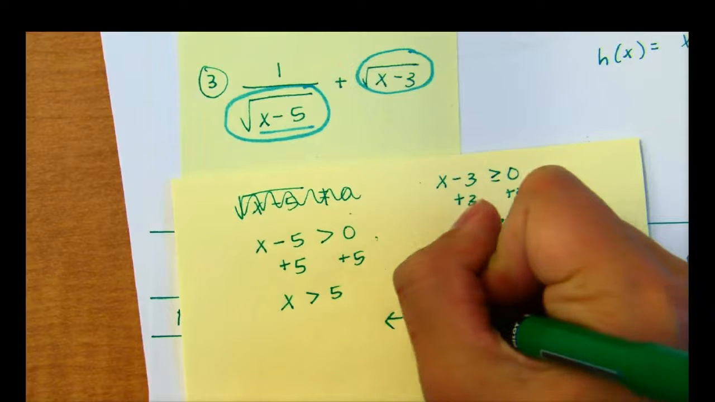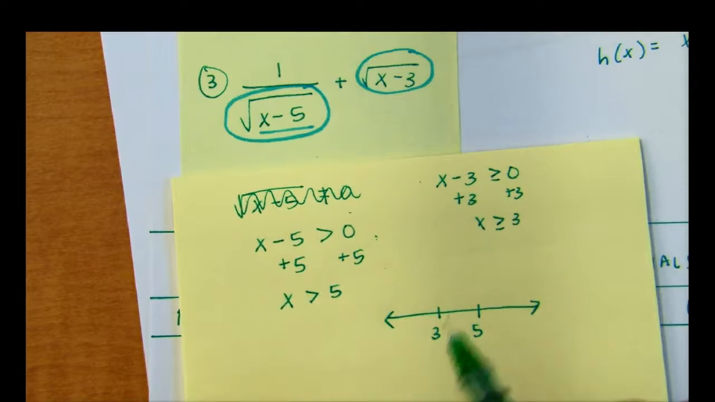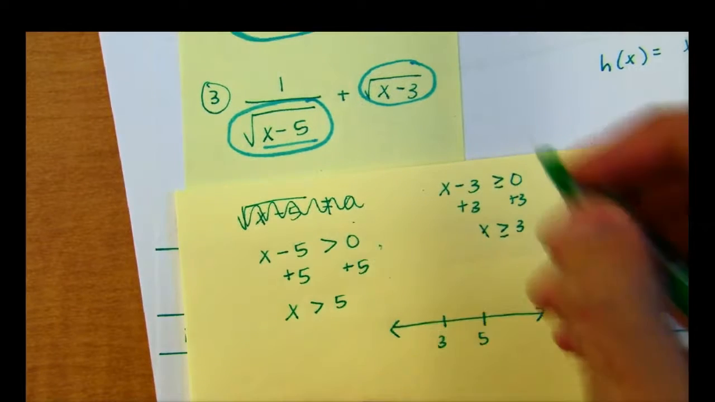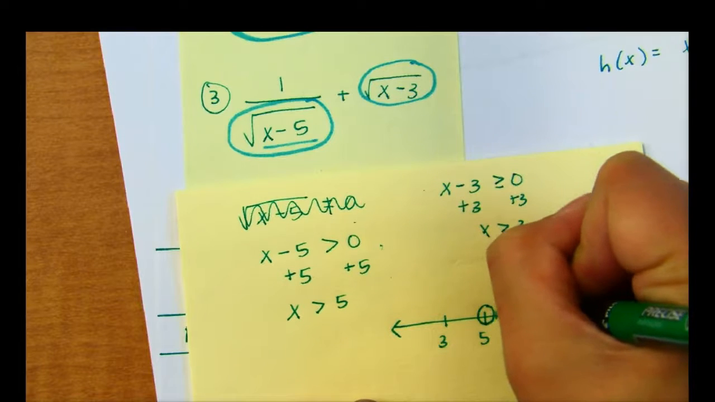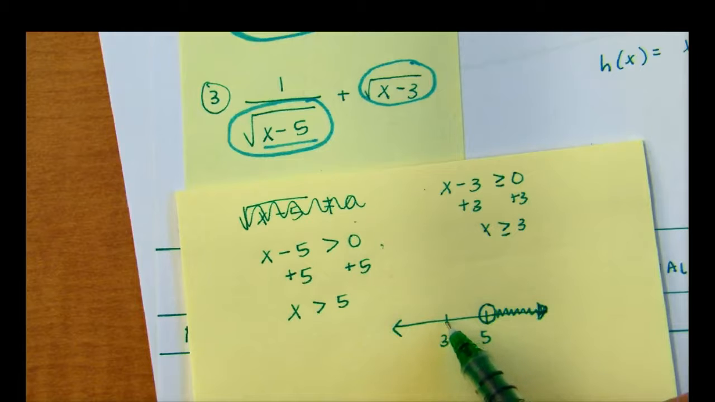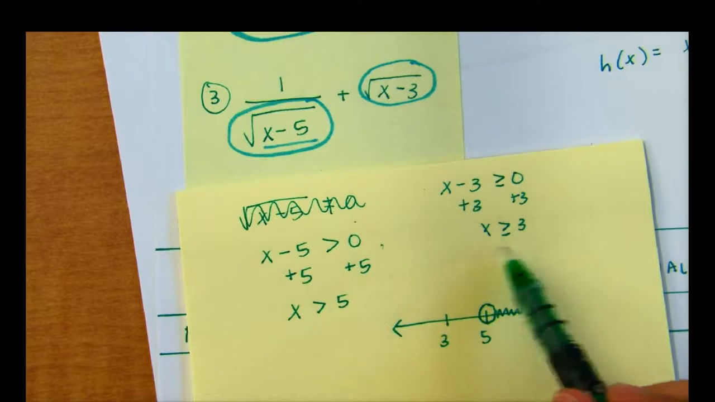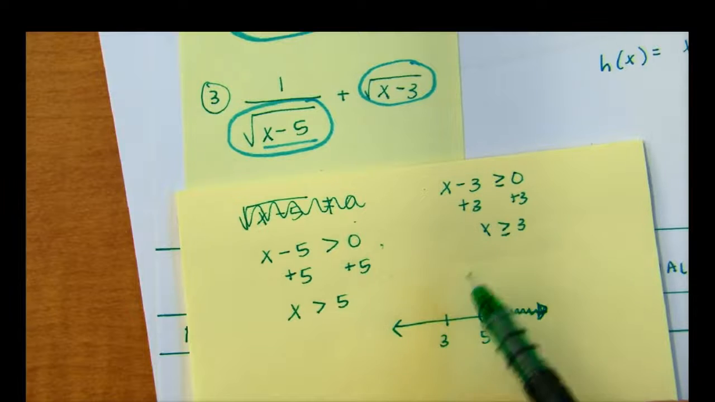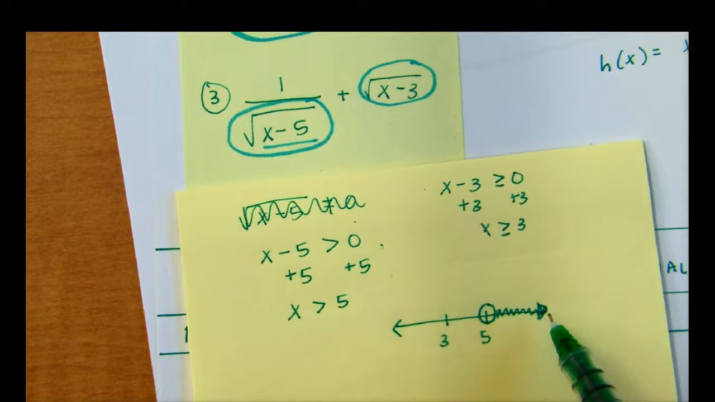So if I've got 3 and 5 on my number line, well, x is greater than 5. I'm going to put an open circle at 5 and shade to the right. X is greater than 3. Well, I can't put a circle at 3 because then I wouldn't be solving this inequality. So actually, I'm going to ignore this inequality, x is greater than 3, because my x is greater than 5 eventually jumps up with it.